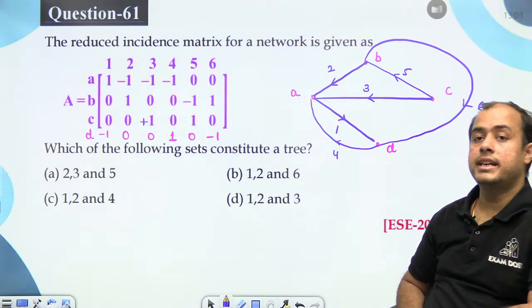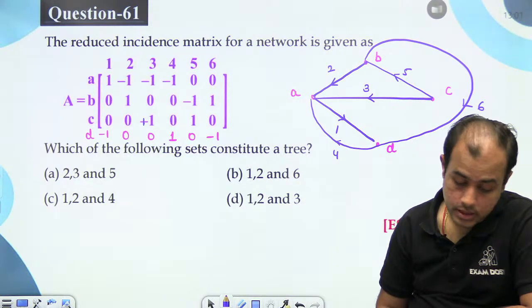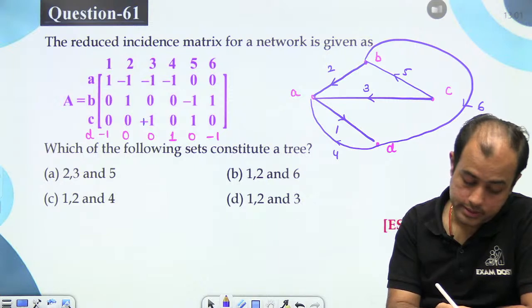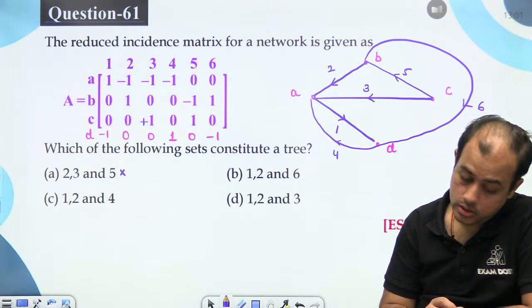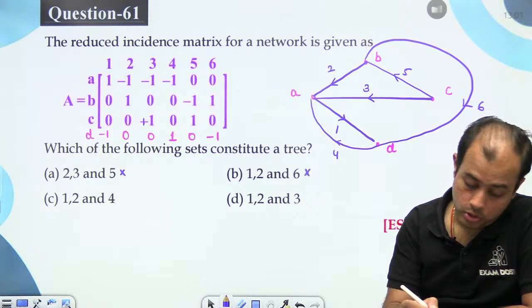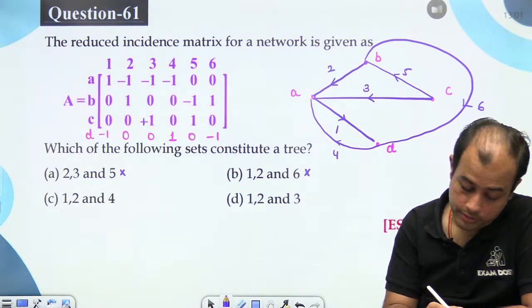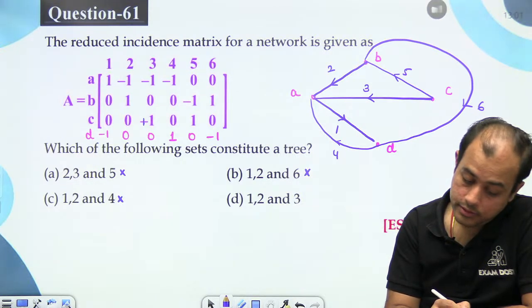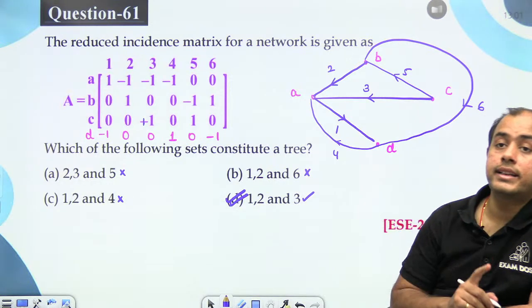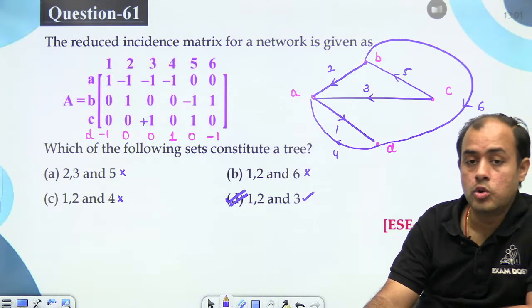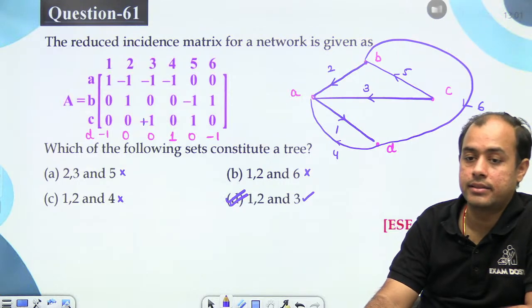Now what can be a tree? 2, 3, 5. No, this is a loop. 1, 2, 6. This will again be a loop. No. 1, 2, 4. 1 and 4 will be a loop. No. 1, 2, 3. Yes, this is correct, because a tree cannot contain a loop. No loop should form in a tree.